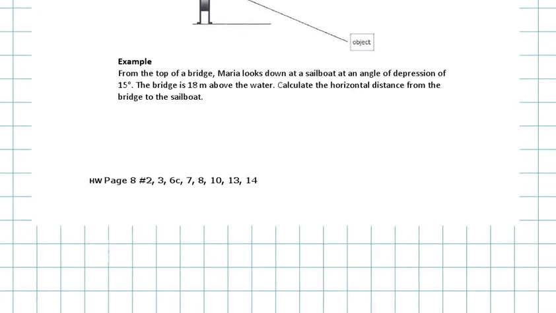So, from the top of the bridge, Maria looks down at a sailboat at an angle of depression of 15 degrees. The bridge is 18 meters above the ground. Calculate the horizontal distance from the bridge to the sailboat.